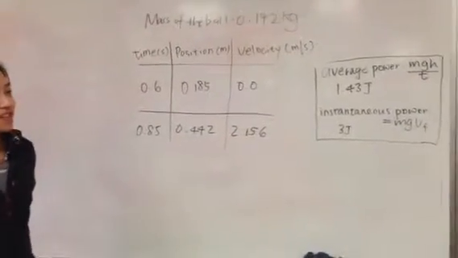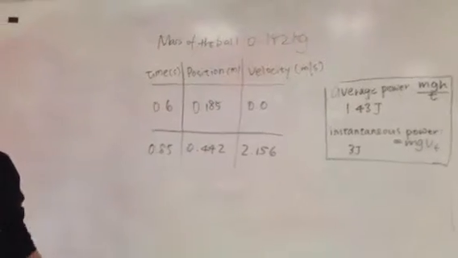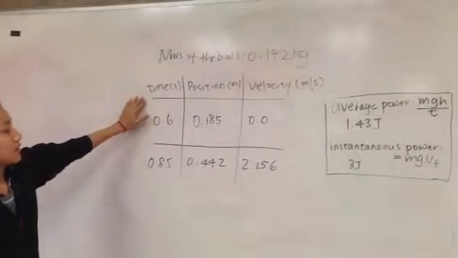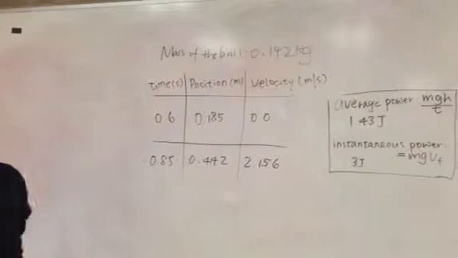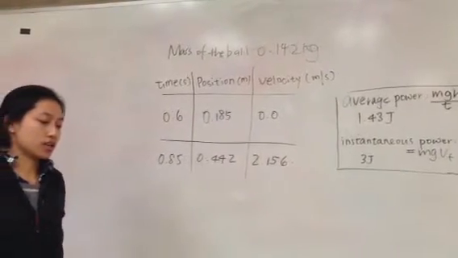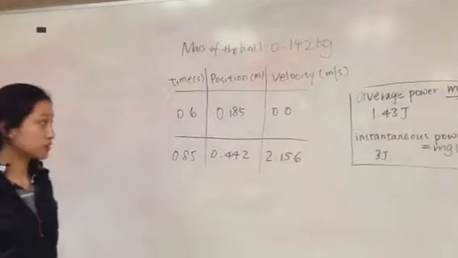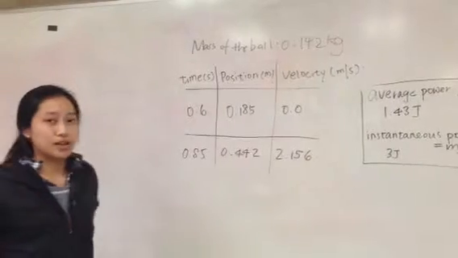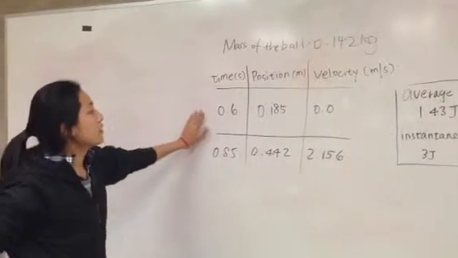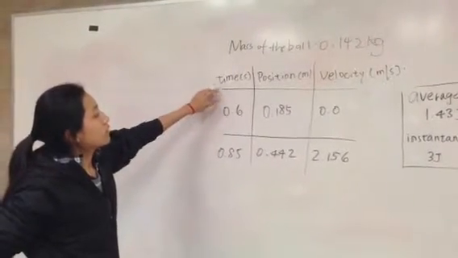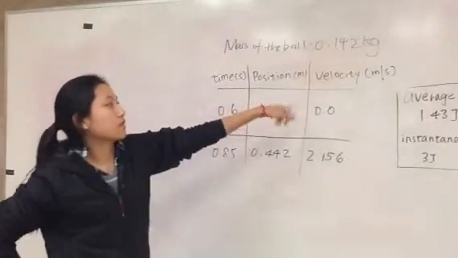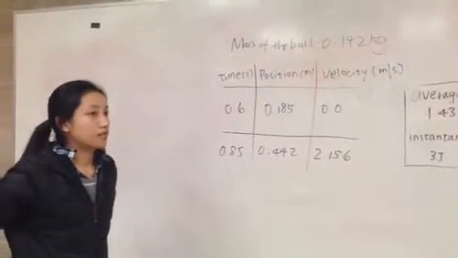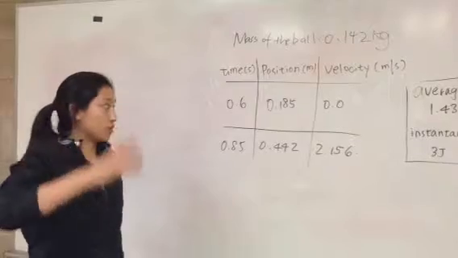So from the computer program, we can find the data, and we actually did the experiment about 5 times. Then we picked the most accurate data, which is this one. So here we got the time, position, and velocity of the free fall of the ball.